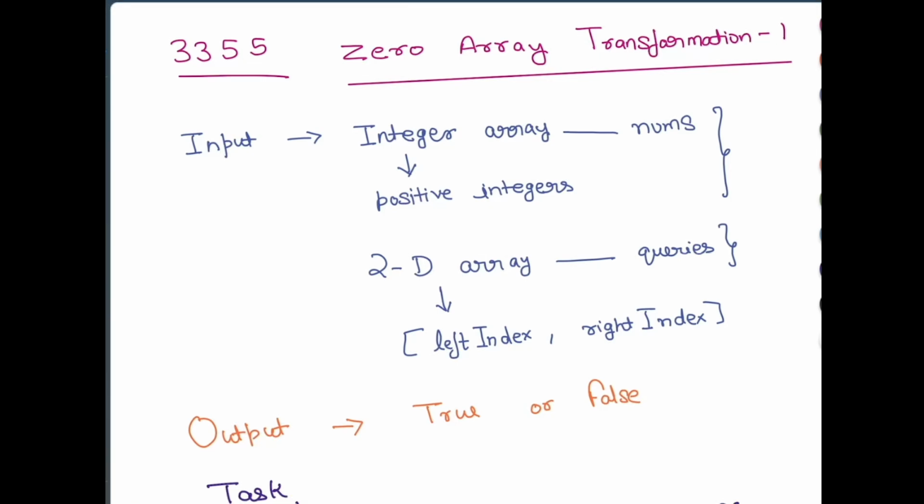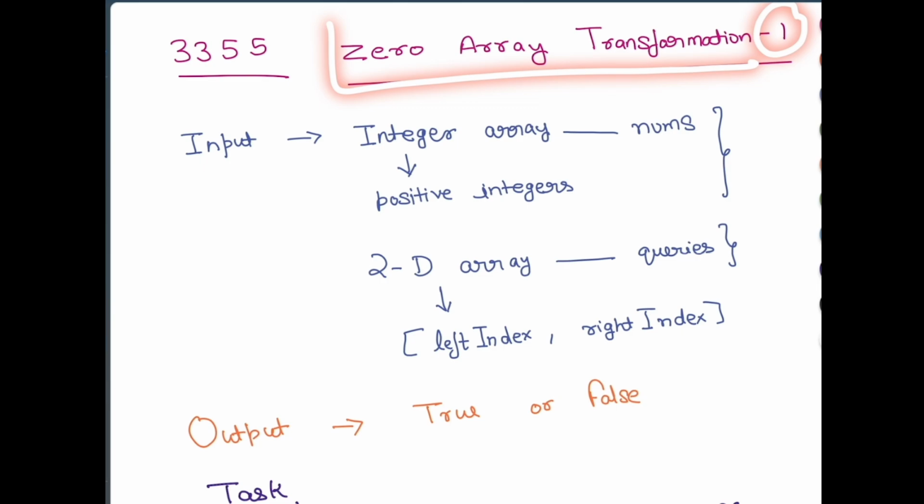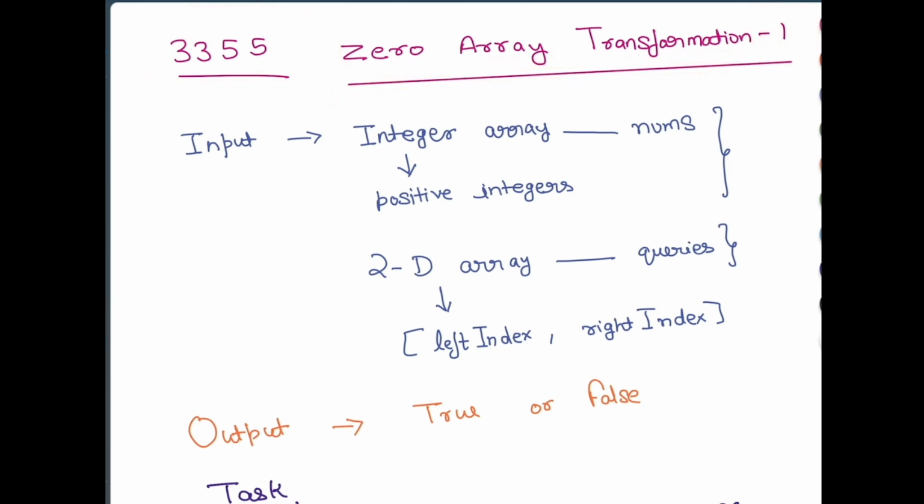In this video, we are going to solve the Leetcode problem of the day, and the problem is zero array transformation part 1. The problem number is 3355 and the problem category is of medium level. But I would say once you watch this video and understand the problem and understand the concepts, this problem will seem very easy to you.